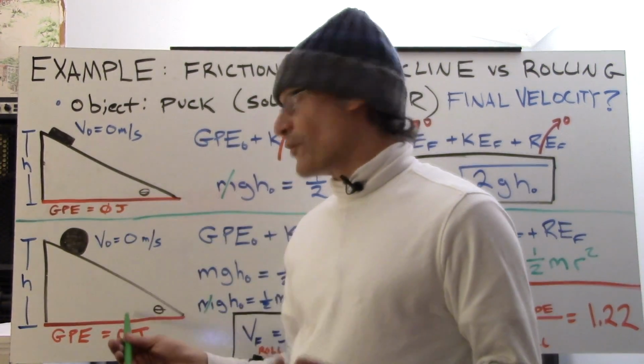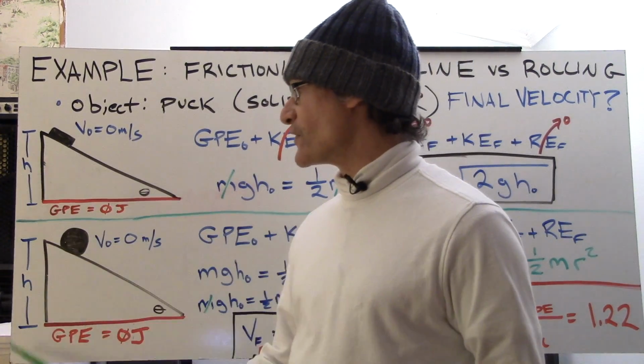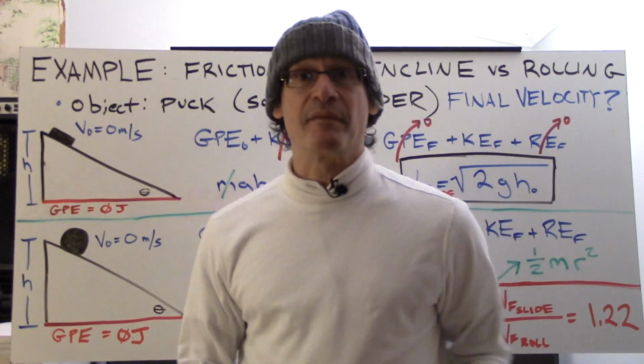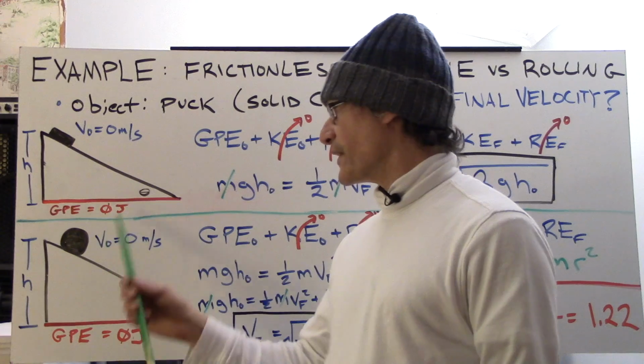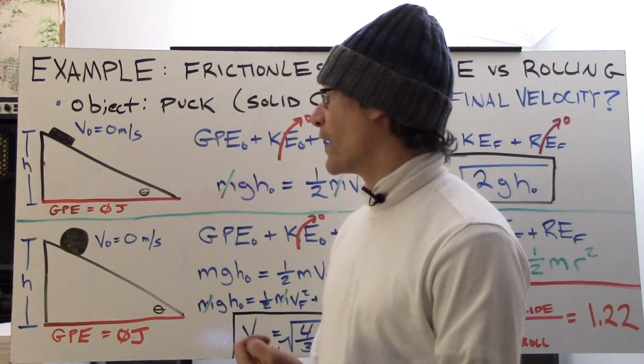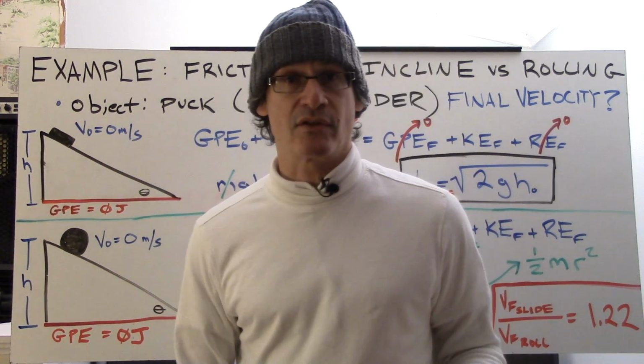I wrote theta here just to indicate that the angle is the same for each of these ramps. Each has the same height, h, and we have a reference line at the very bottom that indicates that the gravitational potential energy is 0 and 0. The bottom is our reference point, like the ground. We start off with a V naught of 0 meters per second in both cases.